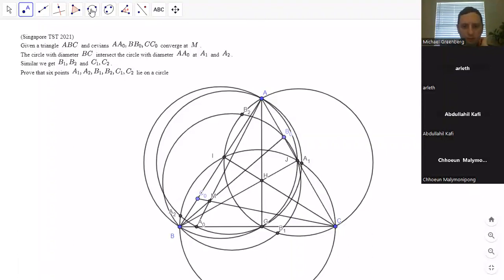So first, is it true that those are cyclic? First, let's try to show that just those 4 are cyclic. And it's not enough to show that these 4 are cyclic and these 4 are cyclic and these 4 are cyclic. Notice that they can all lie on 3 different circles. So you have to show that all 6 lie on the same circle. And maybe there's something special about this circle.